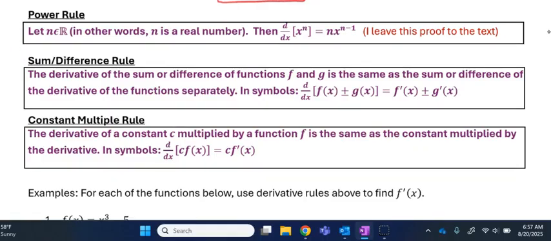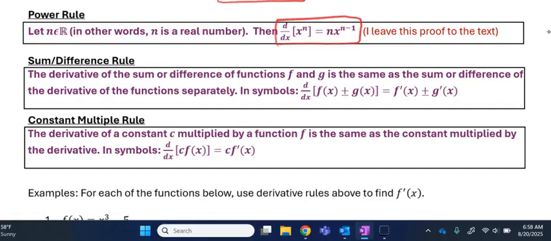Then, here's the cool part. The derivative of x to the n power will just be equal to n times x to the n minus 1. One way to say it is think of whatever exponent we have here comes out front as a multiplier, and then whatever the exponent was, it's going to be 1 less. So you might say bring the power down, reduce the power by 1.